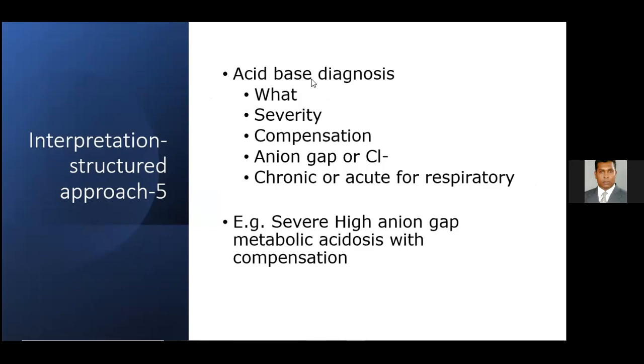So whenever you have an acid-base diagnosis, there are certain components that you need to include in it: what sort of acidosis and the severity, whether there is a compensation, the anion gap, chloride, and depending on the type of derangement, chronic or acute in case of respiratory. So for example, severe high anion gap metabolic acidosis with respiratory compensation.